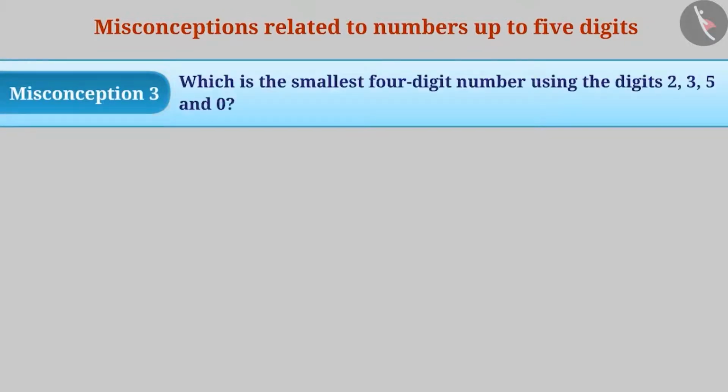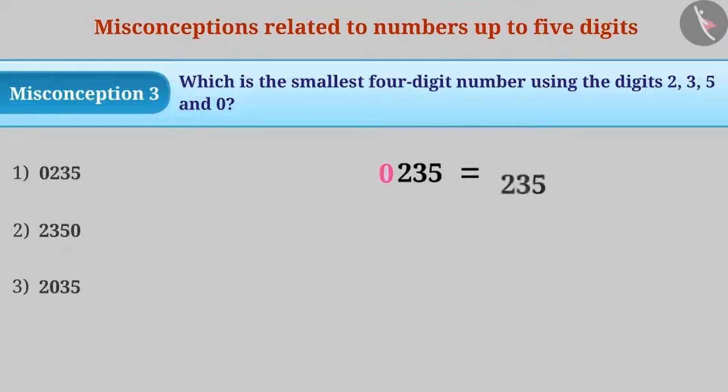Misconception 3. Which is the smallest four-digit number using the digits 2, 3, 5 and 0? When 0 is written before a number, there is no change in the value of the number. So 0235 will be considered as 235, which is a three-digit number. Many times, without understanding the question, we select option 1 to be the correct answer since we see it as a four-digit number, beginning with the smallest digit 0.